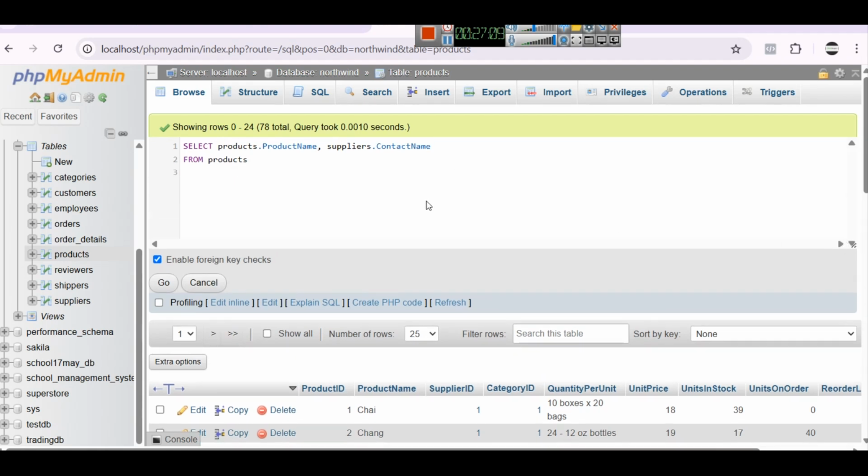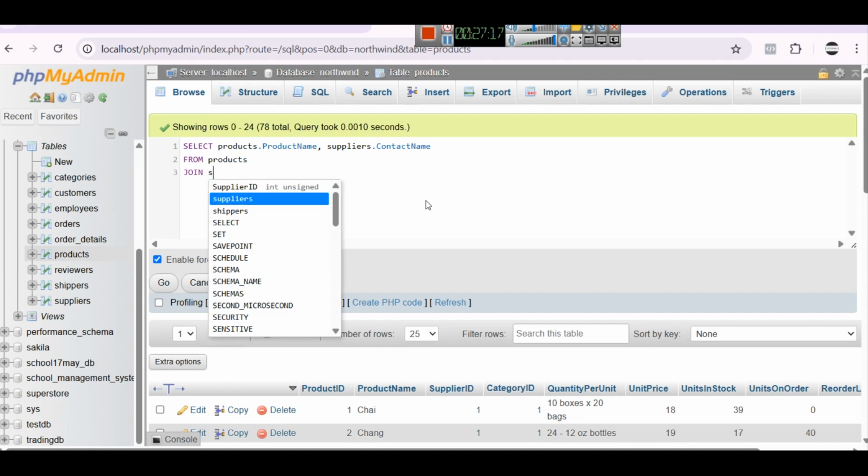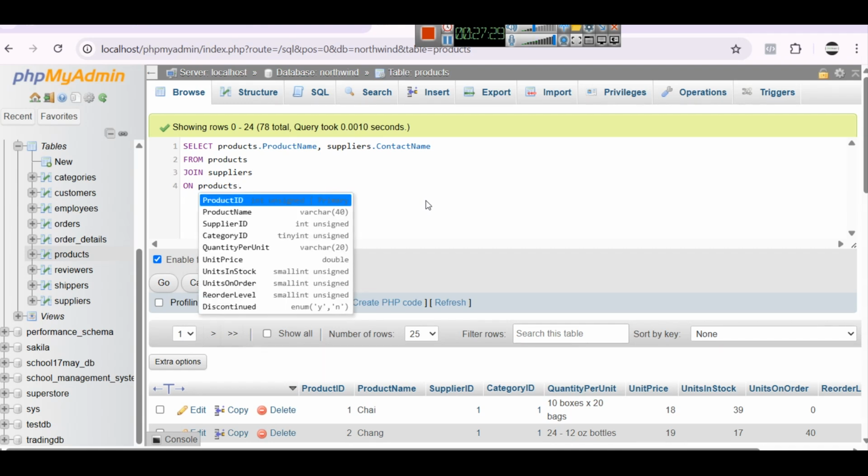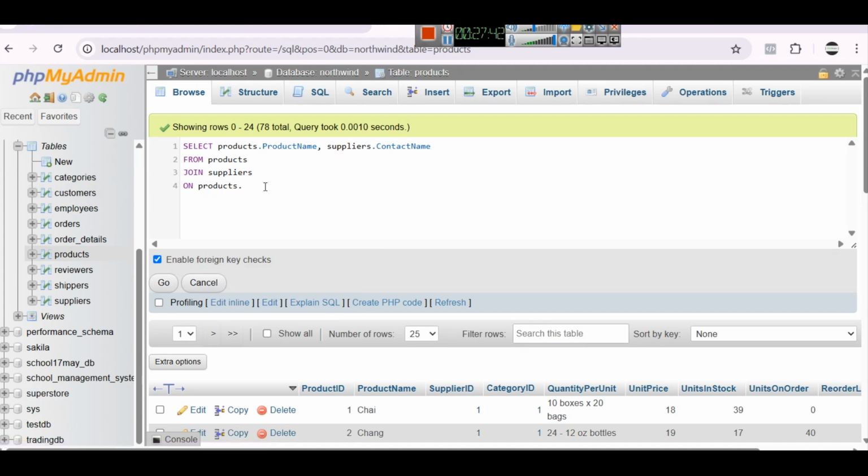Join table two, my suppliers. On products dot product name, products dot. What is common between these two? So what will be common between products and suppliers?